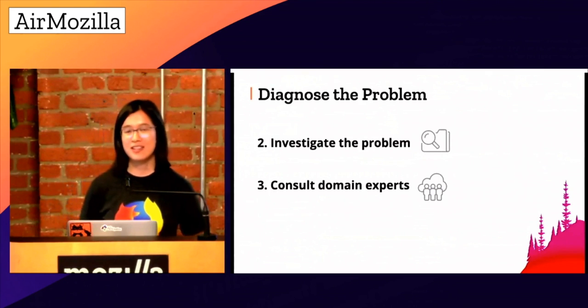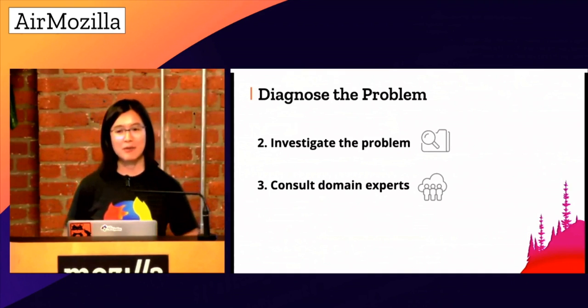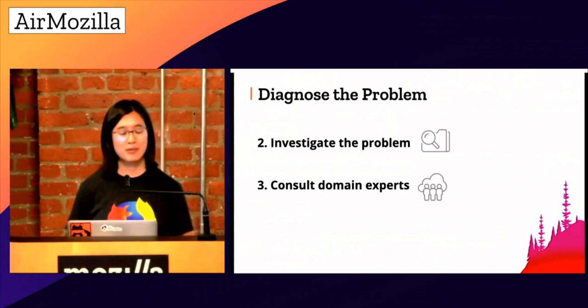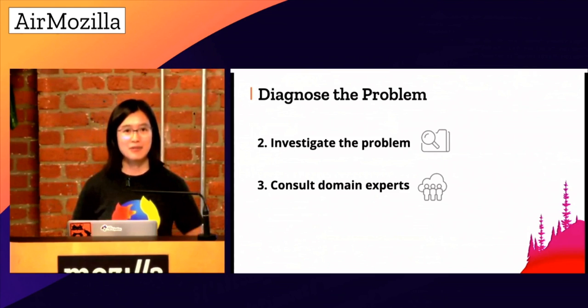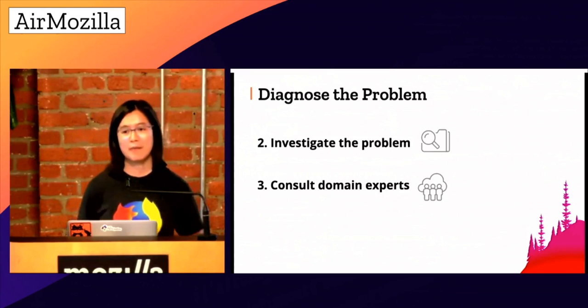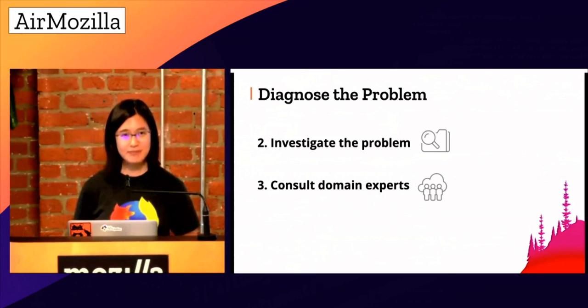Back to diagnosing a performance problem. Step 2 is to further investigate the problem, make a call of whether you think this will make a performance improvement. And then step 3 is to bring your findings, consult the domain experts. So if you want to make a performance improvement and it touches the search code, you can go to the search team and say, hey, I want to do this performance improvement. Is this feasible? Will it break anything major in search?